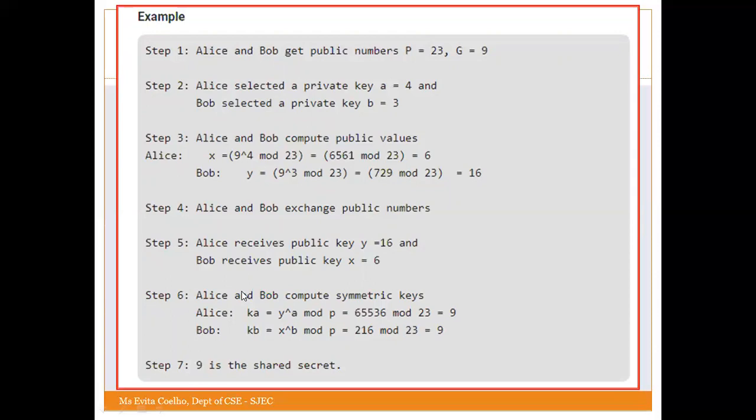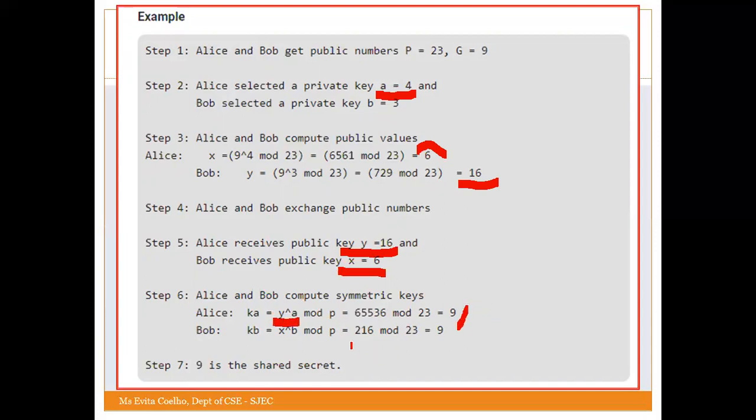They exchange their public keys. Once they exchange their public keys, you can see here, Alice receives Bob's public key. Is y equal to 16 Bob's public key? Yes. And Bob receives Alice's public key, which is nothing but 6. Yes. So what does Alice do now? Raises that public key to the power of her secret key. What's her secret key? A is equal to 4. Raises the public key, which is y, to the power of 4 mod p.